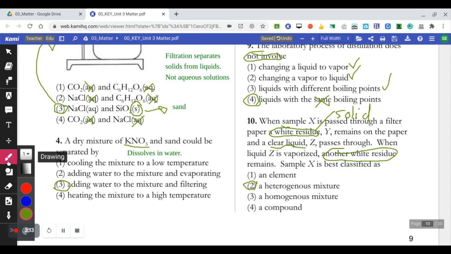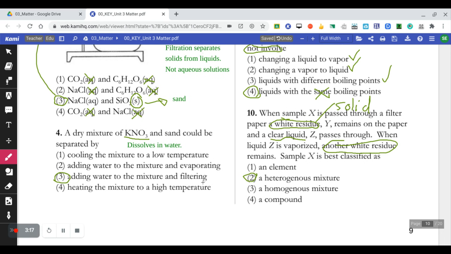A dry mixture of KNO3 and sand could be separated by adding water to the mixture and filtering. So this one might be a little bit tricky just because you might not know that KNO3 dissolves in water, but you could probably figure it out because we're not cooling anything and we're not heating anything when we filter it.